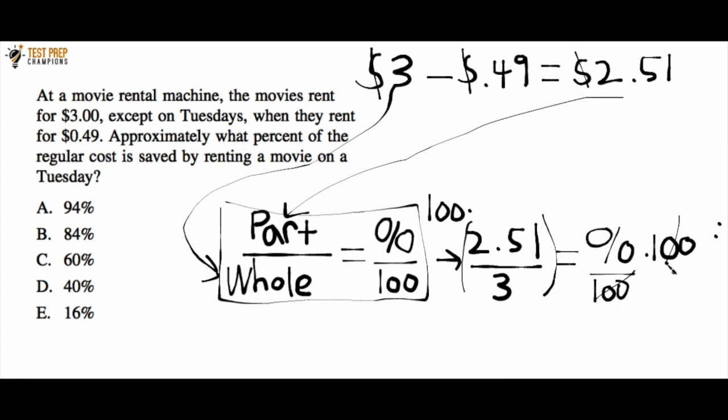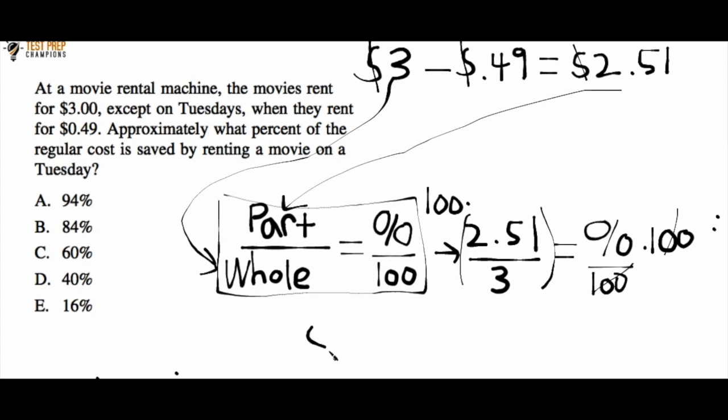In my calculator, I'm going to do 100 times 2.51 divided by 3. If I do that, I get an answer that looks something like this: 83 point and a bunch of sixes, which would round up to 84%, because it's asking us approximately what percent of the regular cost is saved.